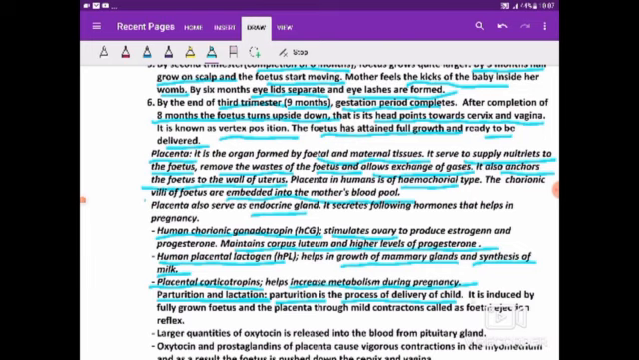Now how does it take place? It is influenced by the fully grown fetus and placenta through mild contractions in the wall of the uterus, and that is what is called the fetal ejection reflex. That's very important. When fetal ejection reflex occurs, it stimulates the brain centers and then the hypothalamus and the pituitary gland, mainly the posterior lobe of the pituitary, which releases oxytocin in large quantities.